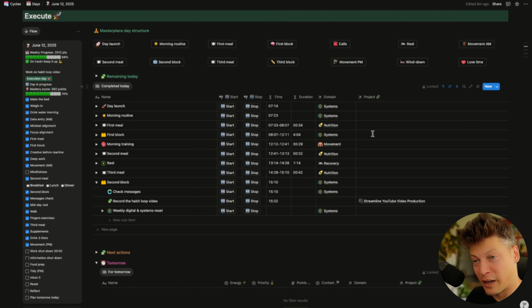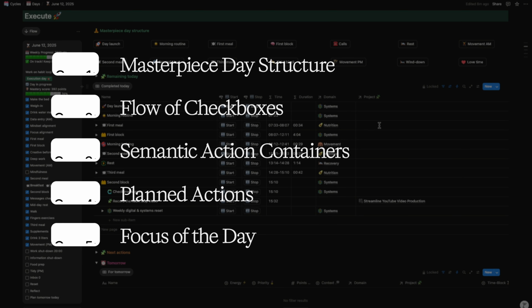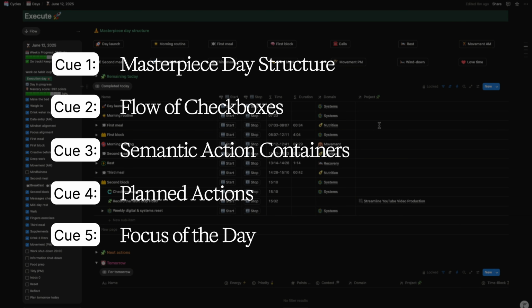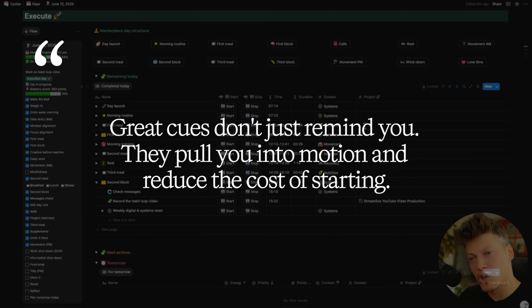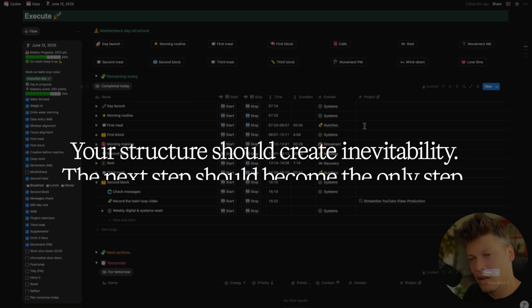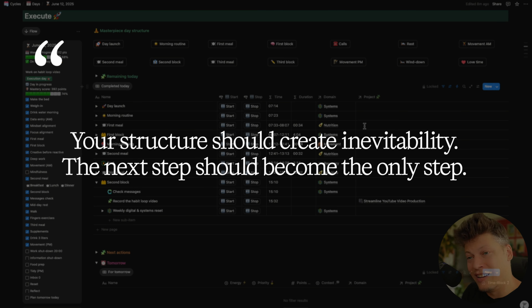So we've talked a lot about the queues, and here you can see, just to recap, the list of our 5 queue mechanisms in a Life OS that you can use. These are very important. Great queues don't just remind you, they pull you into motion, and they should also reduce the cost of starting. This structure should create inevitability.